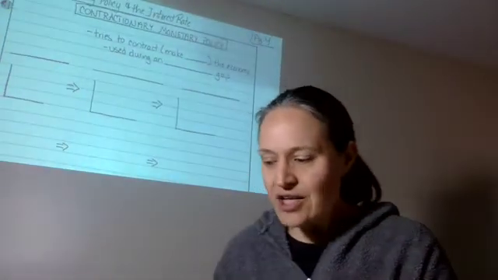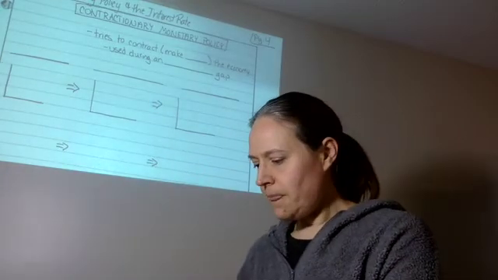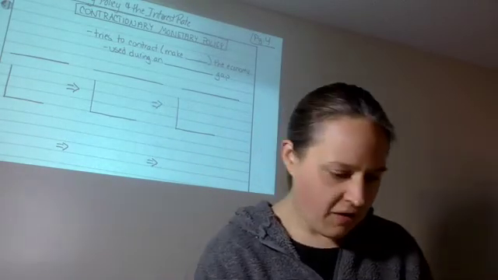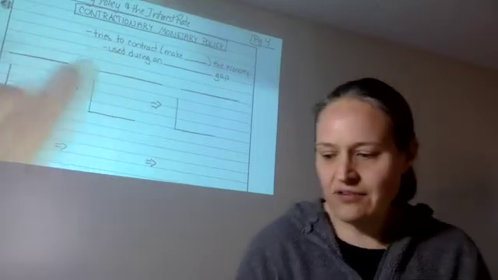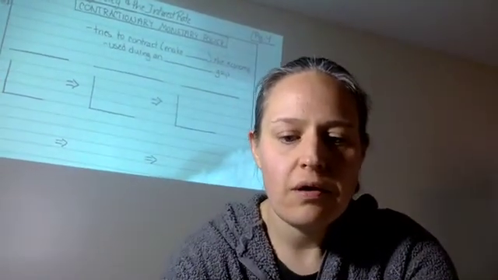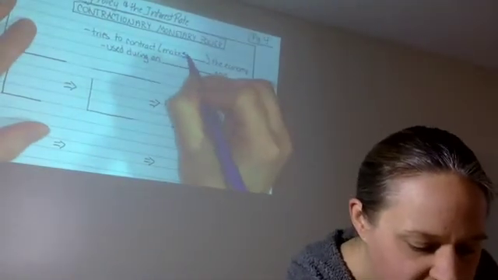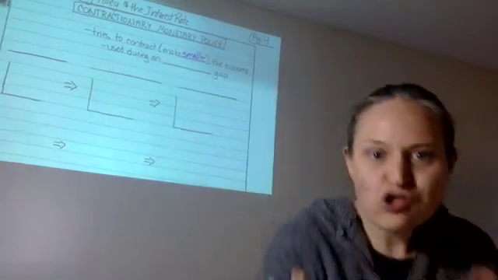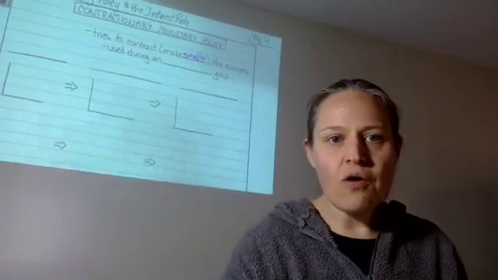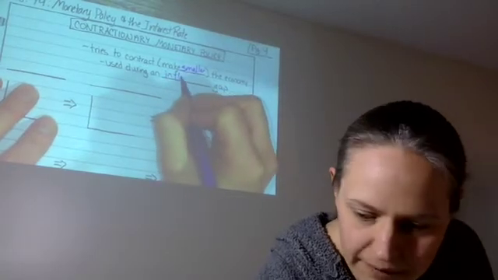All right, so now on page 4, we're going to do the same thing, but this time with contractionary monetary policy. So it tries to contract, and to contract means to make smaller, so to shrink the economy. And it's used during an inflationary gap.